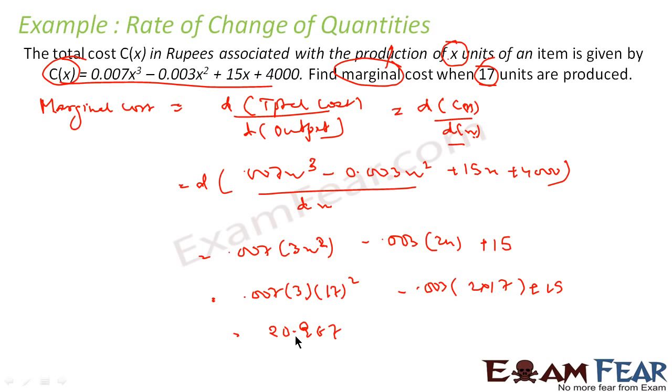This is rupee per unit, so this is my marginal cost. It was pretty simple actually. The main thing was the definition of marginal cost. Marginal cost is nothing but d of total cost by d of output.